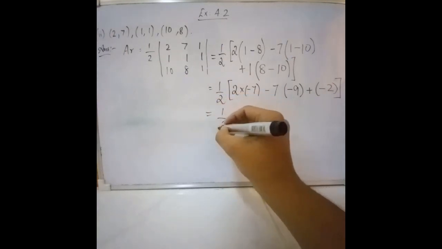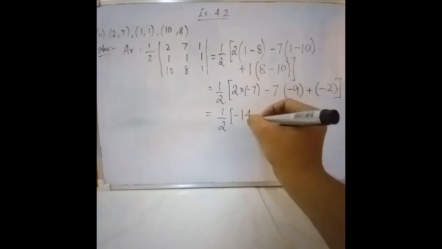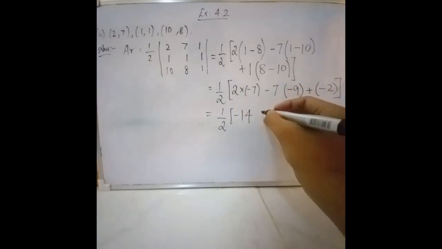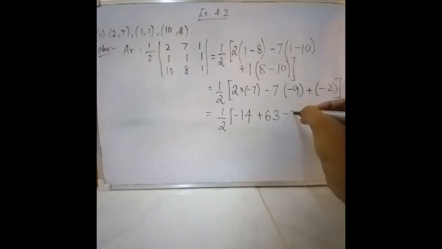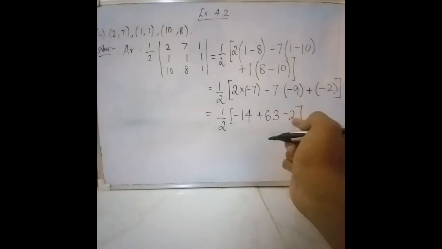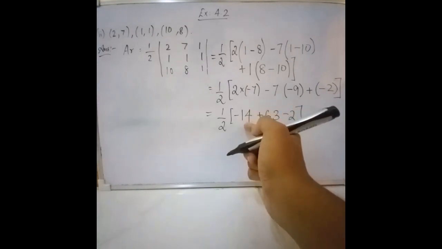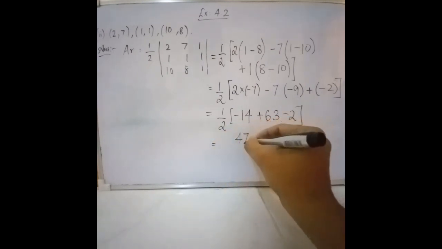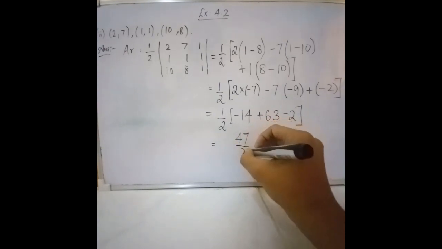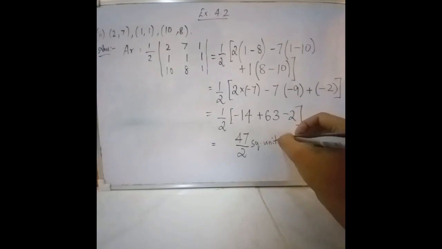Now half, 2 into minus 7 would be minus 14. Then 7 into 9 would be 63, and minus minus would become plus, so plus 63, then minus 2. 63 minus 2 would be 61, and 61 minus 14 would be 47. So whatever is inside the bracket would be 47. Then we have a half, so divided by 2, and the answer is 47 by 2 square units.